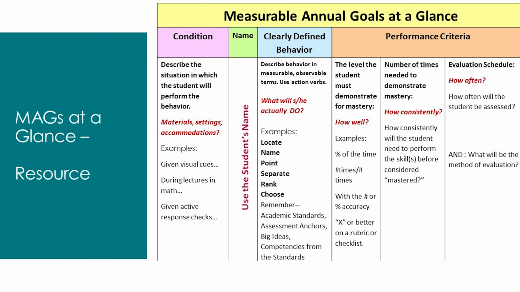Before we move on, we'd like to share an excellent resource that can be used when writing measurable annual goals. This graphic is called Measurable Annual Goals at a Glance, and this resource breaks down each component while also giving examples. It is also a great way of cross-checking your goals before you finalize them in the IEP.